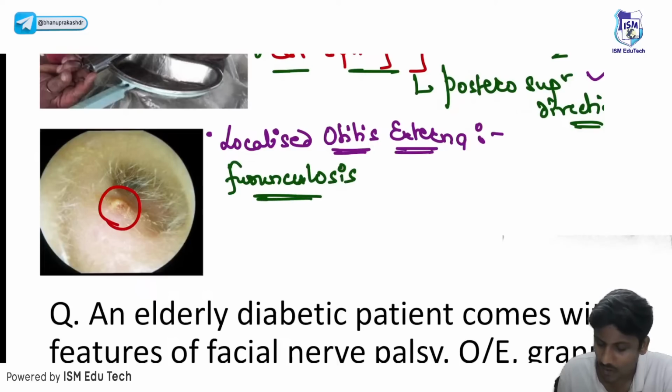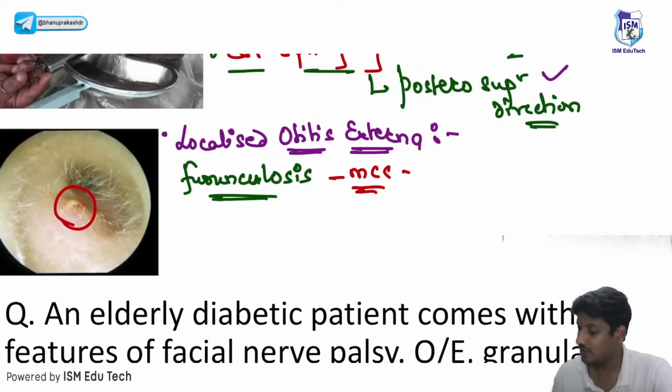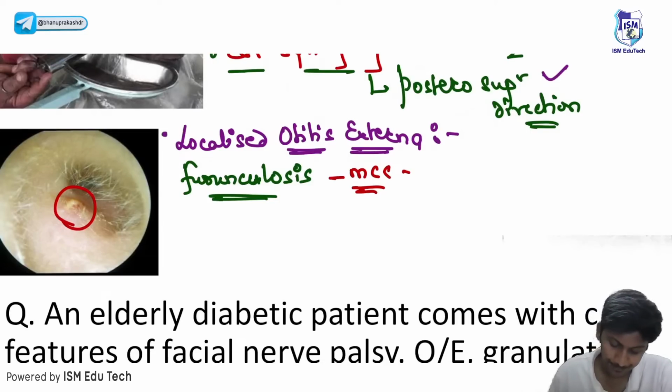And what is a furuncle? A furuncle is nothing but an infection of a hair follicle. And what is the most common cause for a furuncle? Which is the most common organism responsible for a furuncle? Please tell me that. The most common cause for a furuncle is what?